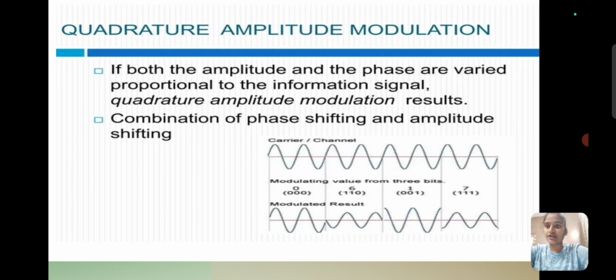Quadrature amplitude modulation. This is nothing but QAM. If both the amplitude and the phase are varied proportional to the information signal, quadrature amplitude modulation results. A combination of phase shifting and amplitude shifting is nothing but QAM. Here you can see the image of the QAM waveform.